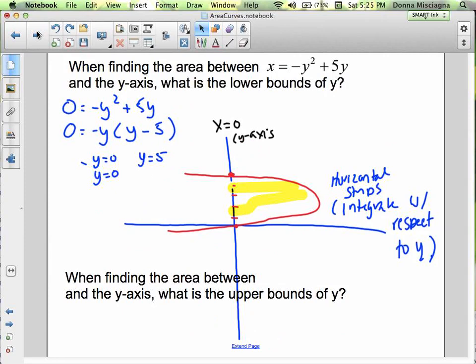So notice that our equation x is isolated, and our function now is in terms of y. So this is going to be horizontal stripes. We're integrating with respect to y. Okay, we're going that other direction. All right, and so our two equations are x equals 0 and x equals negative y squared plus 5y.